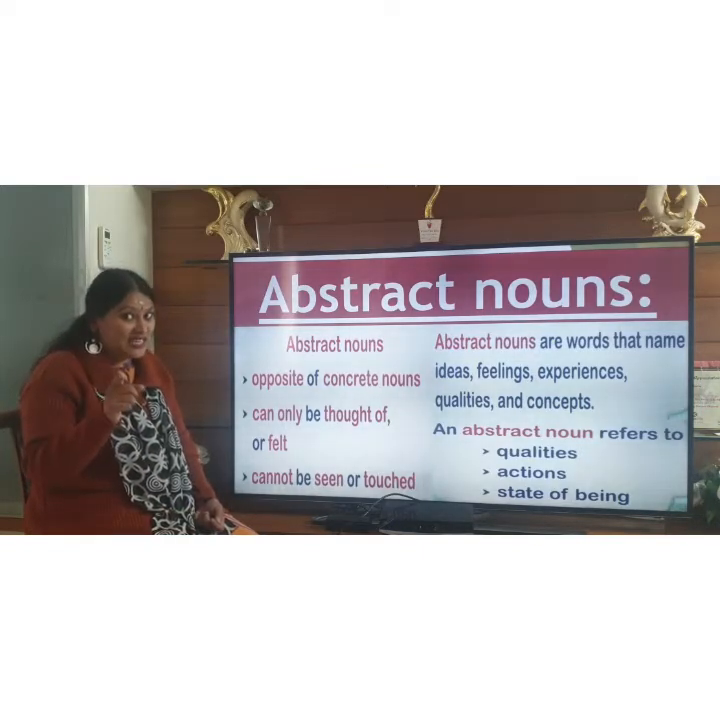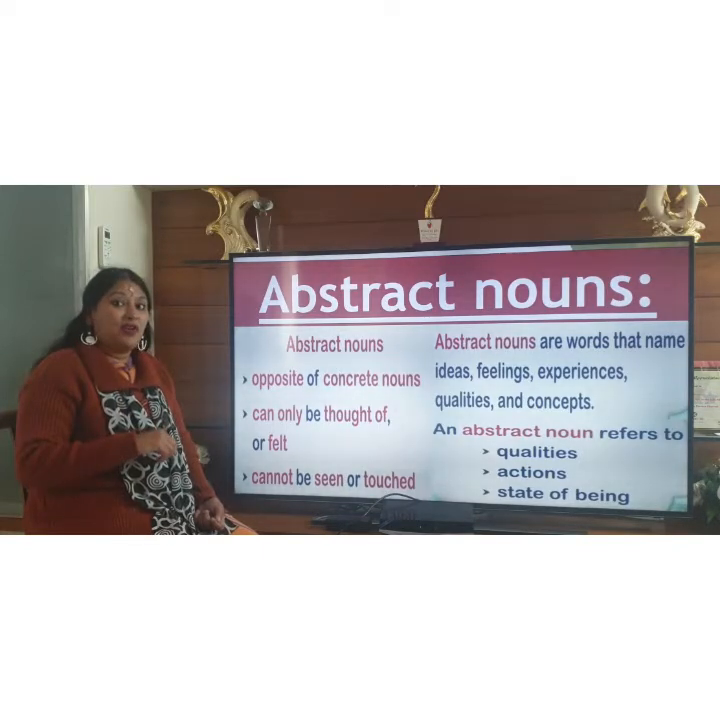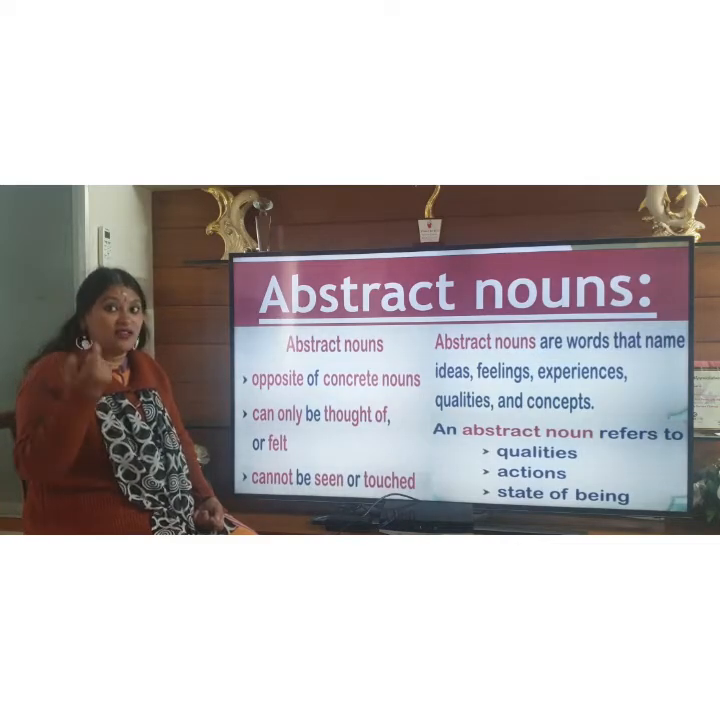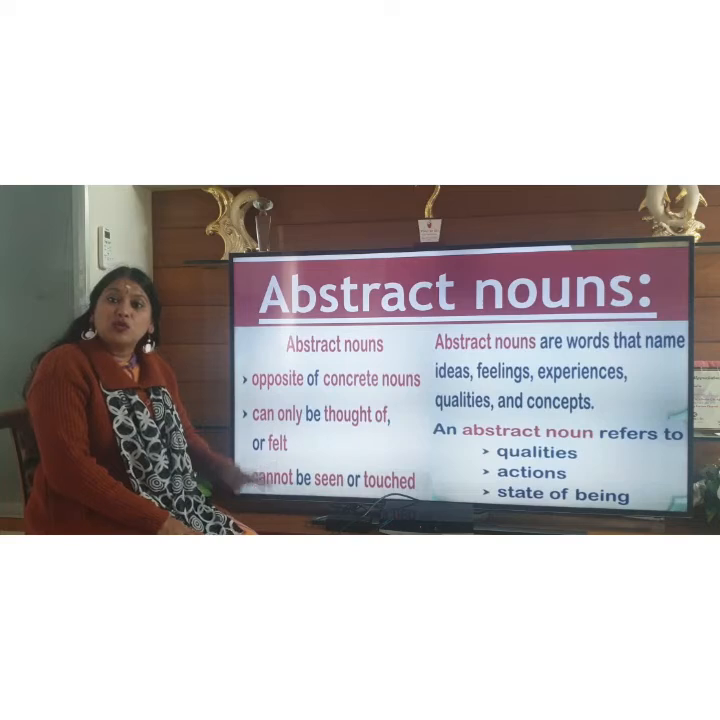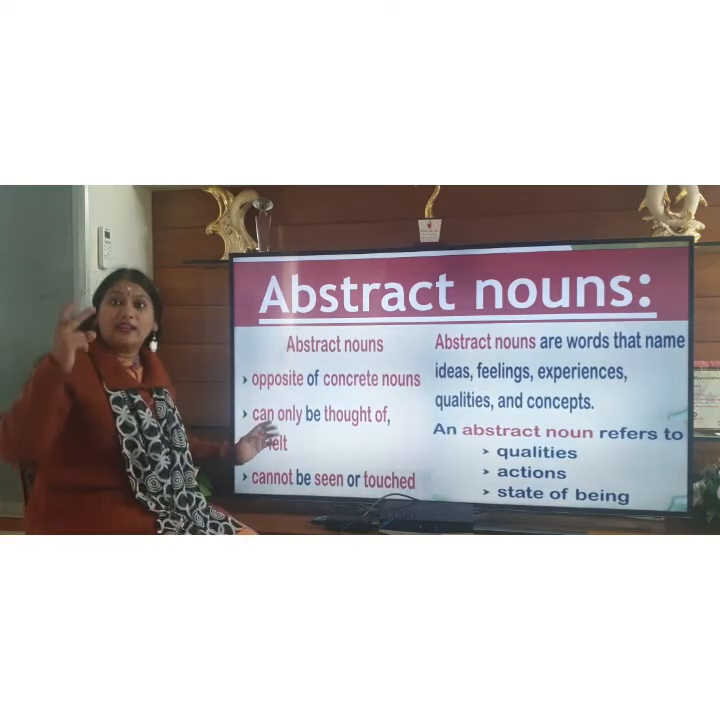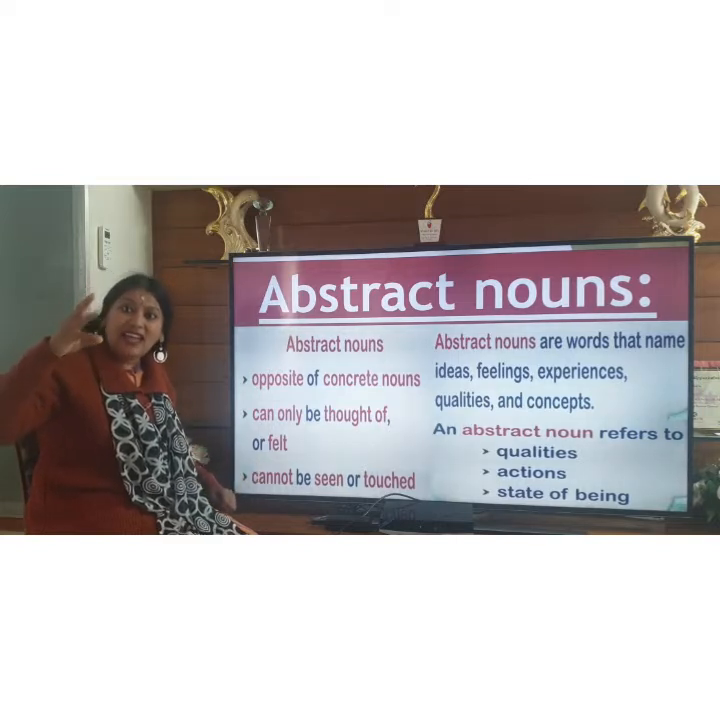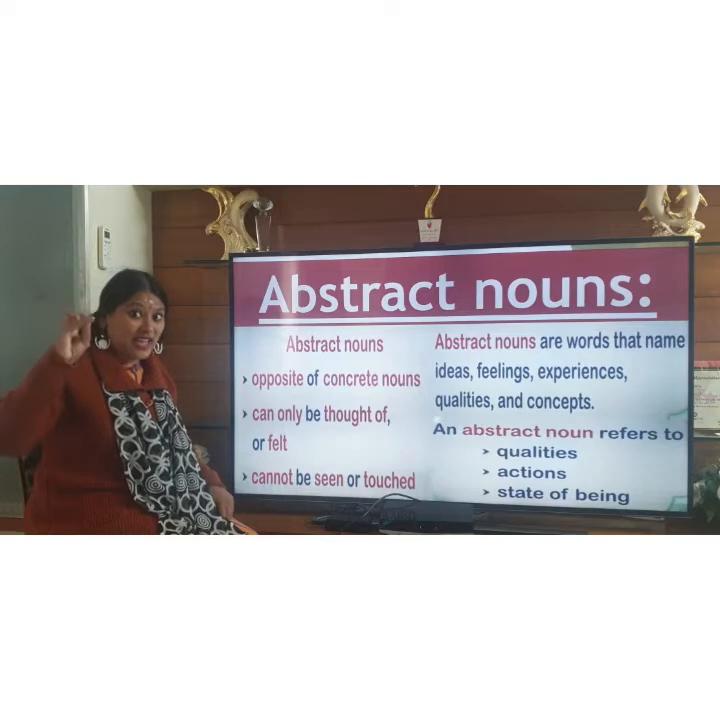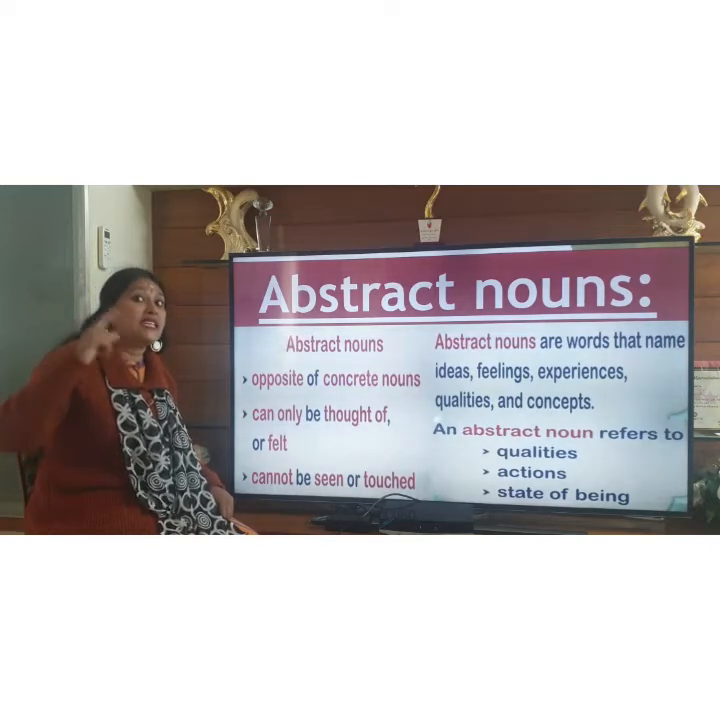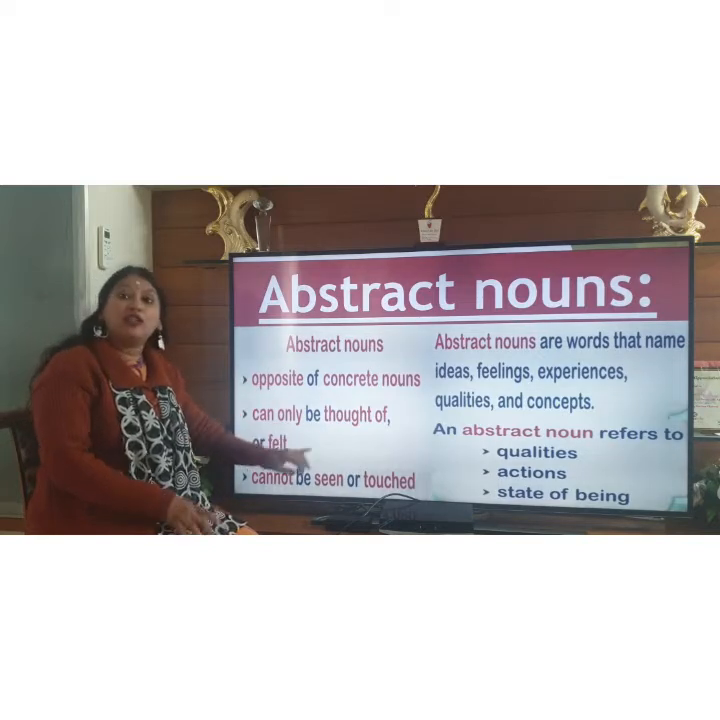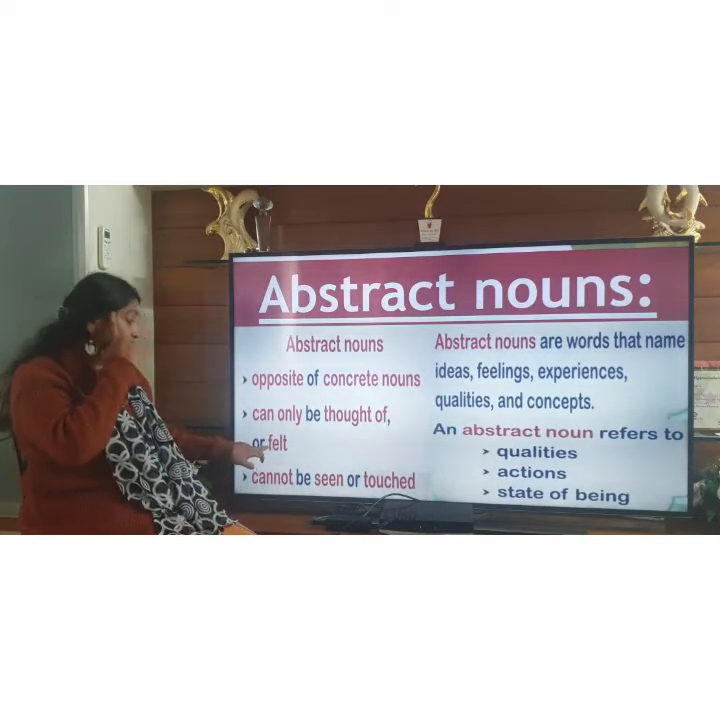Sight, taste, touch, smell, or hear. H is for hear, E is for ears. You hear through your ears, right? But when it comes to abstract nouns, two things you should remember: can and cannot. Two things exist in abstract noun, one is can and one is cannot. Let's see what is can. Abstract noun can only be thought of or felt.